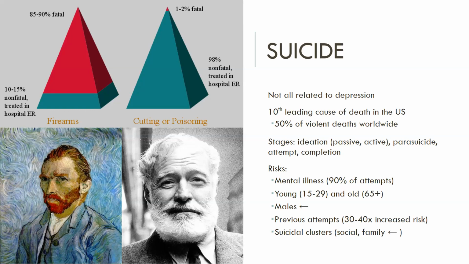An attempt is something that carries a higher likelihood of a fatality, something that could have caused death, but didn't. The person survived. And then a completed suicide or a death would be when someone ended up dying by suicide. Risks for suicide, as I mentioned before, include mental illness. It's also more prevalent in the young and the old. So those 15 to 29 are at a higher risk, and older adults, those 65 and older, are at a higher risk. The age group that dies most often by suicide is actually older adults.